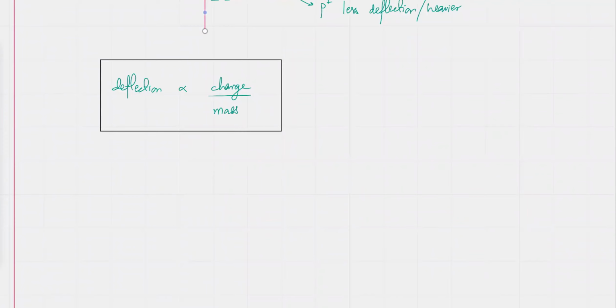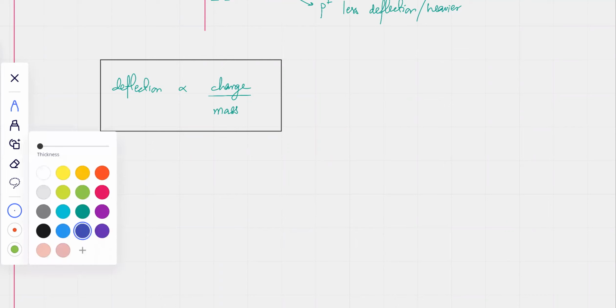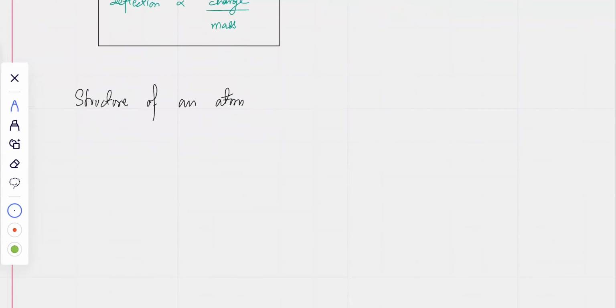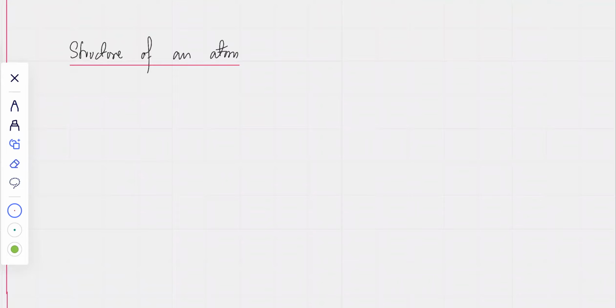The next thing that we're going to do is, we've studied protons, neutrons, electrons. The very next thing that we're going to cover is the structure of an atom, which you already know from O levels. But I'm just going to brief you shortly. The A level structure of an atom is quite different.